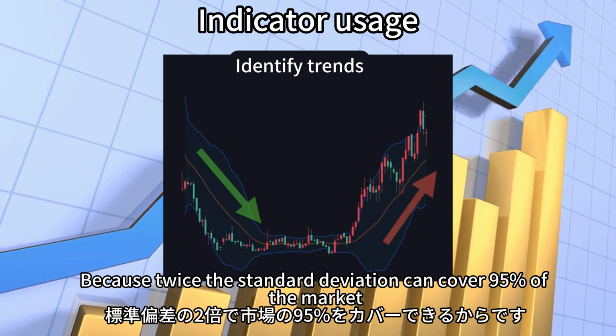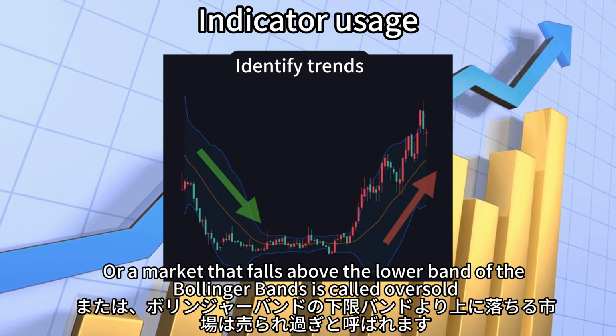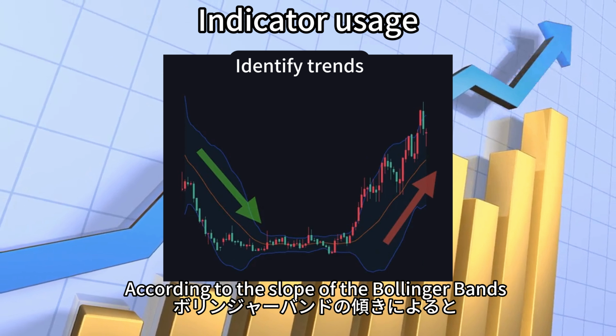The second is overbought and oversold. Because twice the standard deviation can cover 95% of the market, the state where the price rises above the upper band of the Bollinger Bands is called overbought. A market that falls below the lower band of the Bollinger Bands is called oversold. A lot of people judge overbought as well as oversold according to the slope of the Bollinger Bands.